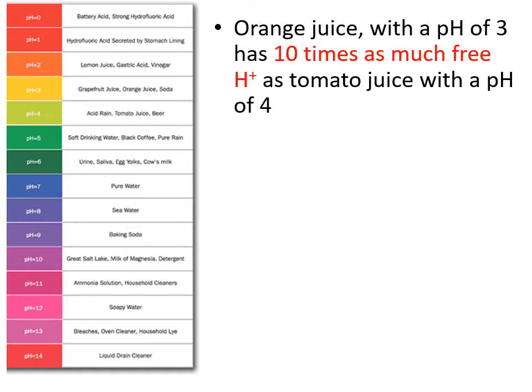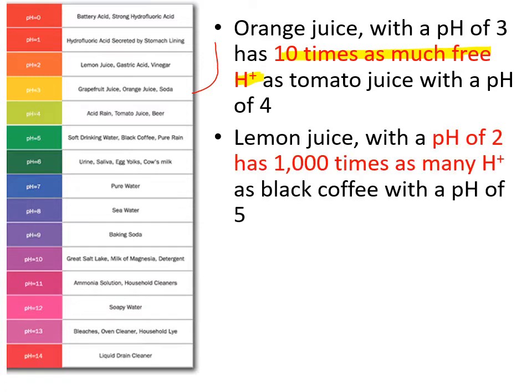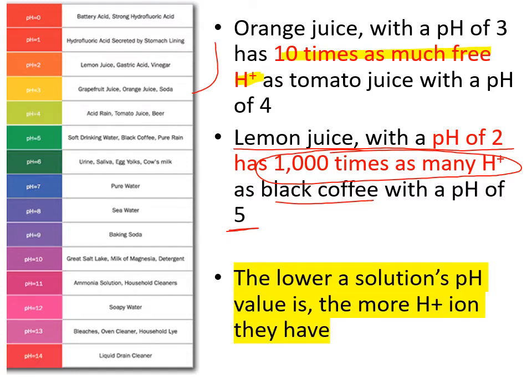Orange juice has a pH of 3. It has 10 times as many hydrogen ions as tomato juice, which has a pH of 4. Lemon juice has a pH of 2, and compared to coffee, which has a pH of 5, it has 1,000 times more hydrogen ions. So the lower a solution's pH value is, the more hydrogen ions it has. A pH of 0 has the most hydrogen ions. It would have 10 times as many as something with a pH of 1, which is still a lot.